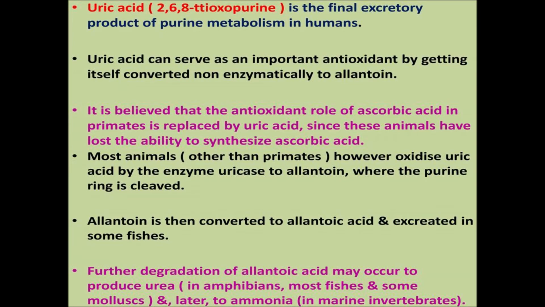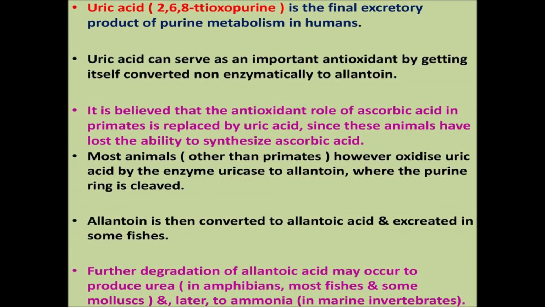Uric acid, 2,6,8-trioxopurine, is the final excretory product of purine metabolism in humans. Uric acid can serve as an important antioxidant by getting itself converted non-enzymatically to allantoin. It is believed that the antioxidant role of ascorbic acid in primates is replaced by uric acid, since these animals have lost the ability to synthesize ascorbic acid.